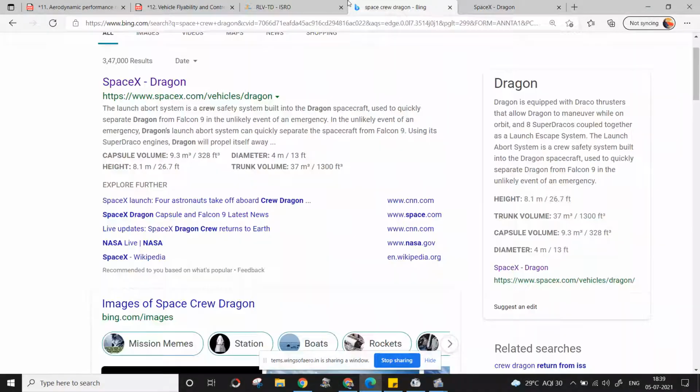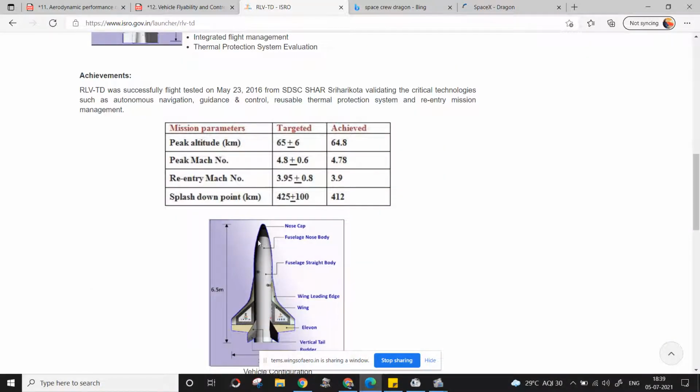But in ISRO's RLV there is no such type of reaction control system because it has not attained outer space. It has just flown up to an altitude of 65 kilometers. They have not tested it in outer space, only in the Earth's atmosphere. So if you want to include this reaction control system, you can. You have to think of various innovative ideas and apply them in RLV vehicles, re-entry vehicles.